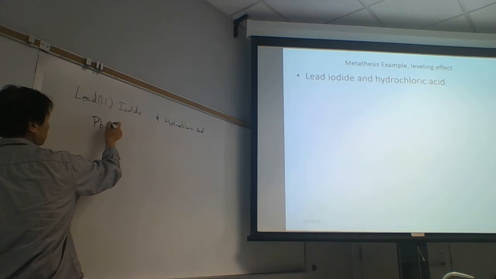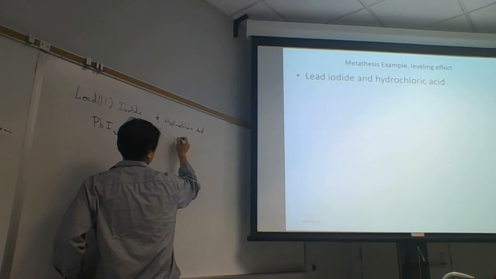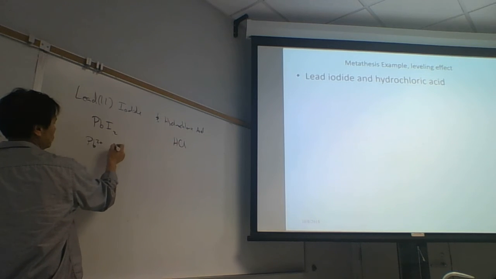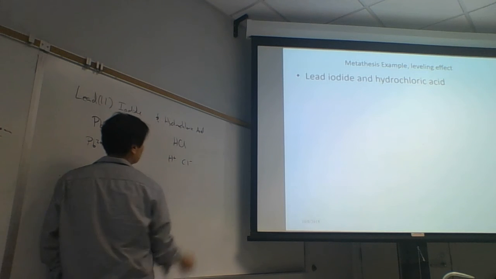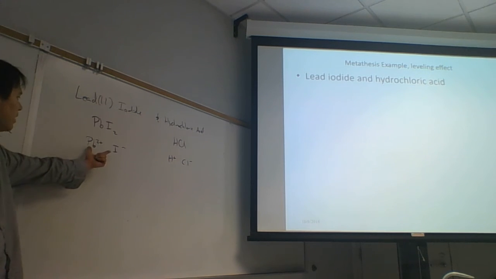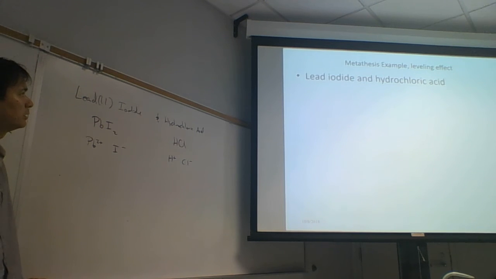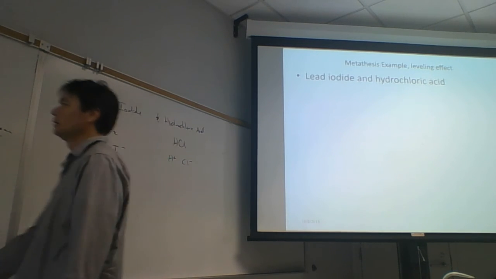Pb I2. And the hydrochloric acid? HCl. So what ions are we looking at? We're looking at the Pb2 plus and the I minus, and we're looking at H plus and Cl minus. And so we already have Pb and I. Well, actually, lead 2 iodide. And H plus and Cl minus.